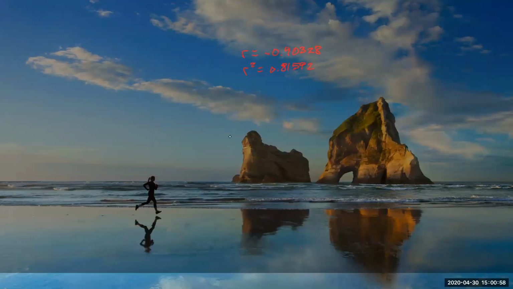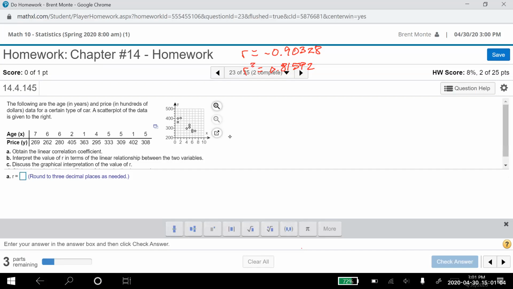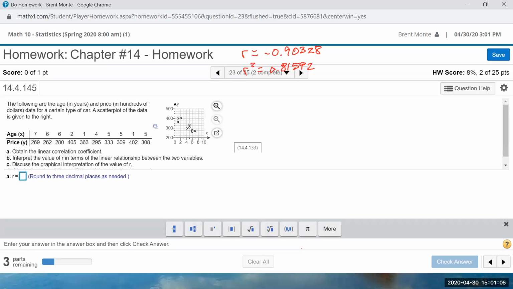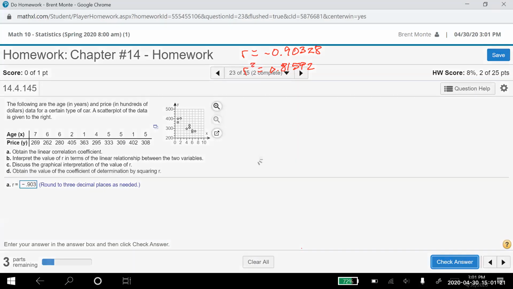So here's my problem. They said, what's R? Notice I have R written up there still, so that's handy. So I'm going to enter that. Let me pull up my keyboard and round to 3 decimal places. So we say it's negative, to 3 decimal places, 0.903. And we'll check that. We get the right answer.